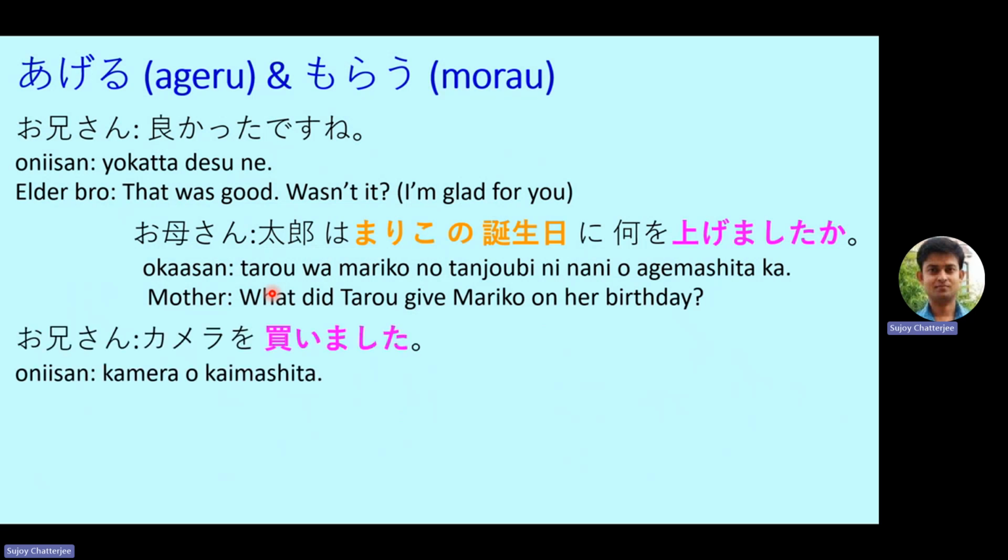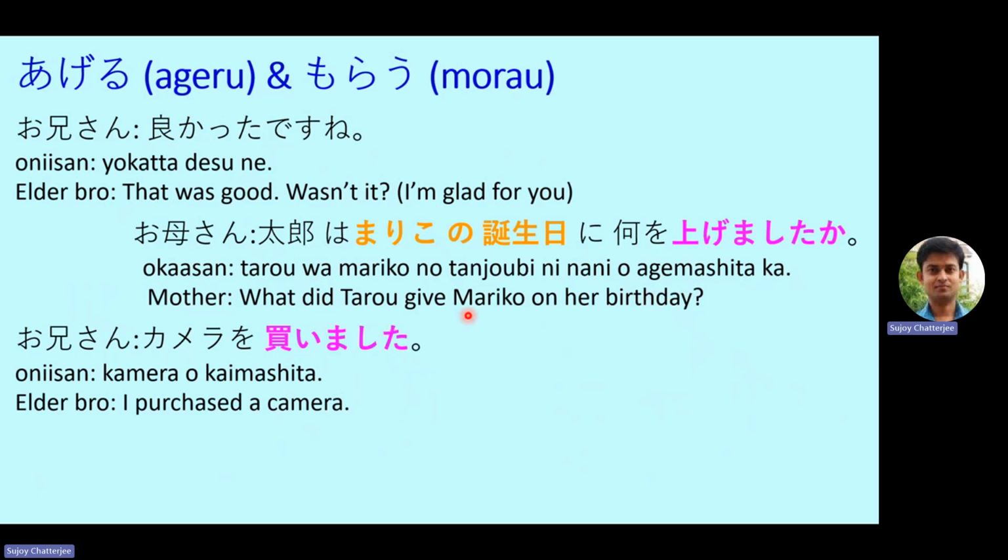So Onisan says, Kamera o kaimashita. That means I purchased a camera. So here you can see the question was agemashita ka, but the answer is kaimashita. So it's okay because it need not always be agemashita.